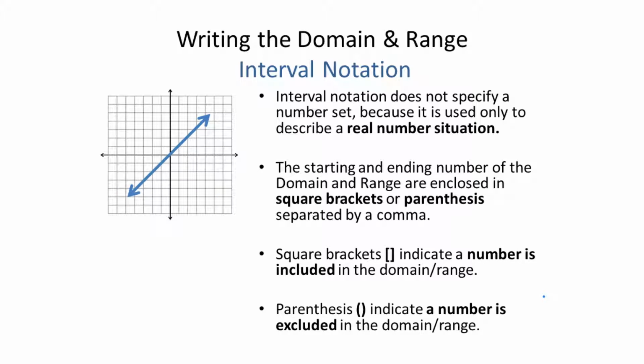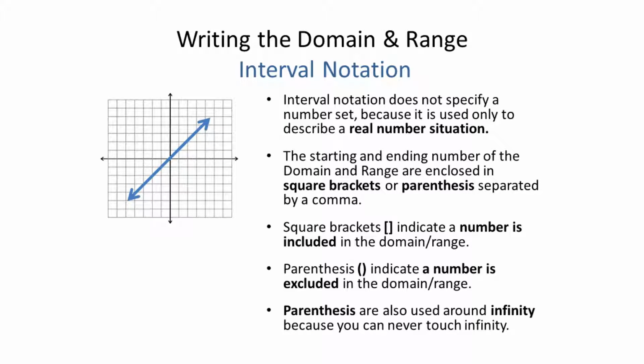A parenthesis is also used to say that a number is excluded in the domain and range. And when I see something like that on a graph, instead of having an arrow on the end of my line segment indicating that it goes on forever, I would have an open dot at the end. And if I have that open dot at the end, I would use a parenthesis indicating that the number is not included in my domain or range.